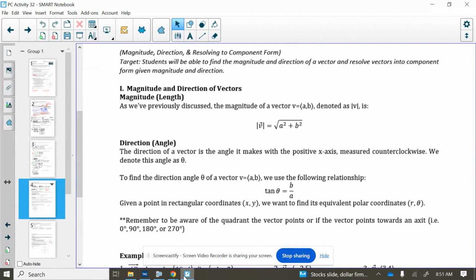Everyone, and welcome back to Activity 32. Today we are going to talk a little bit more about magnitude, direction, and resolving our vectors back using magnitude and direction into component form.